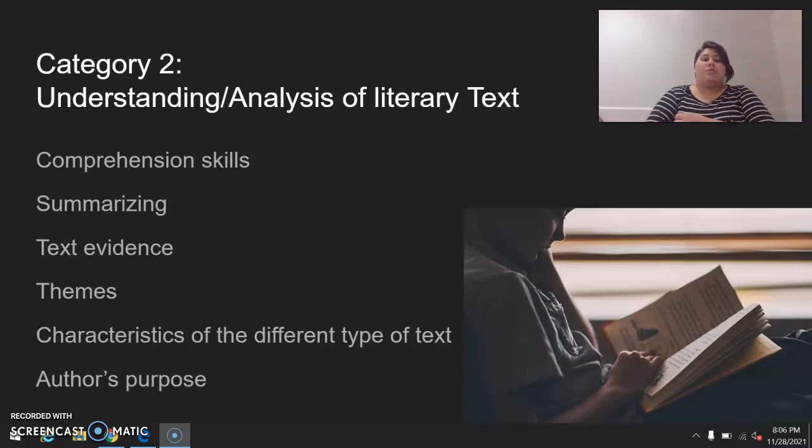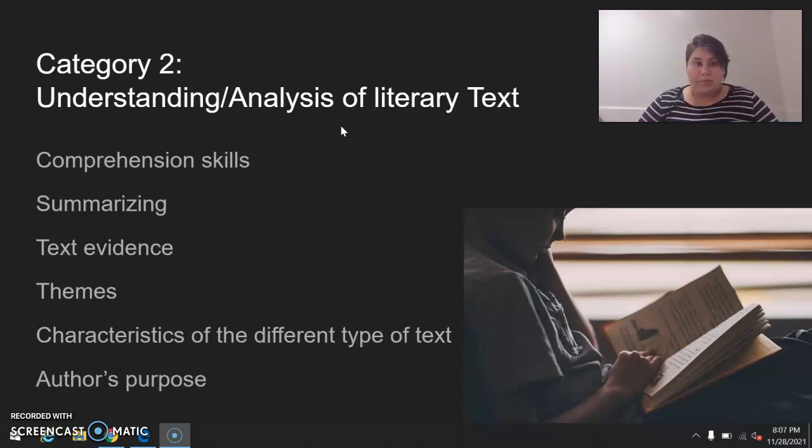So again, we were talking about the STAAR test, what the STAAR test says, what our results are, and then how the test is broken up. Right now we're specifically talking about category 2. Category 2 again is talking about literary text, so the fiction, nonfiction, poetry, drama, and specifically with nonfiction, literary nonfiction.